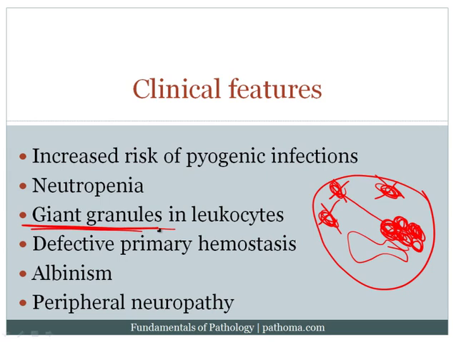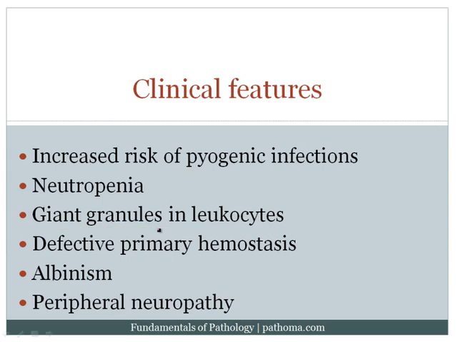Another problem that's going to occur in these patients is that they're going to get defective primary hemostasis. Now, same sort of idea. Primary hemostasis is dependent on the platelets, and the platelets contain granules, for example, dense core granules. And if the granules are not properly distributed and are not properly functioning within the platelets, there'll be a defect in primary hemostasis.